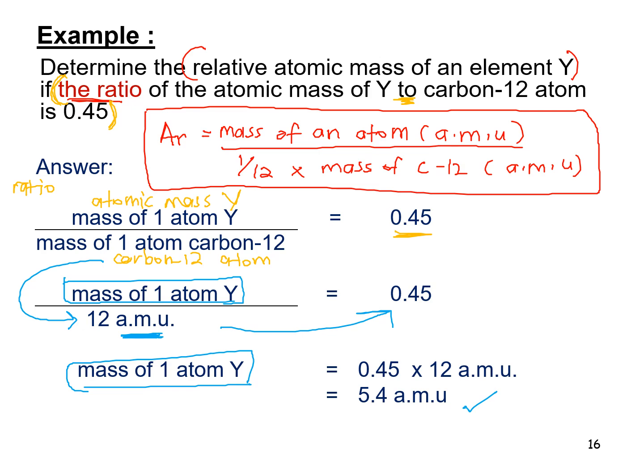Soalan mau apa? Soalan nak suruh kamu cari relative atomic mass of an element Y. Okay, so sekarang ni you dah dapat dah mass of an atom, mass of atom Y, which is you dapat dia dalam 5.4 AMU. Carbon 12 ni you dah memang tahu dah, mass of carbon 12 ni adalah 12 AMU. So let's look at the next slide.